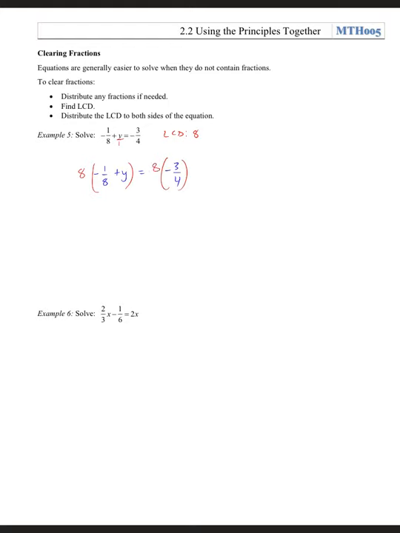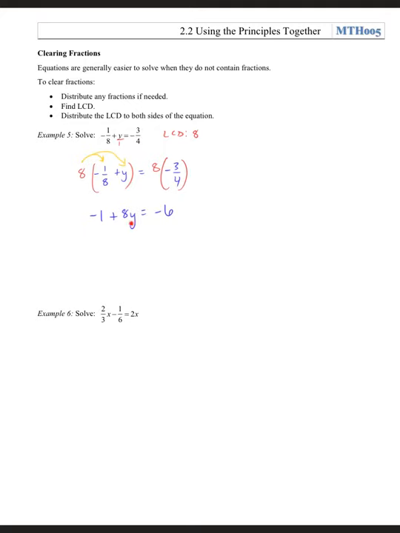Now we want to watch our distributing. 8 times a negative 1/8, if you need to, use your calculator, but that would be a negative 1. And then 8 times y would be 8y. And then we just have 8 times negative 3/4. One way you can think of this is you can say, okay, 4 goes into 8 2 times. 2 times negative 3 would give us a negative 6. Or you could think of it as 8 times negative 3 is negative 24 divided by 4, or type it in your calculator.